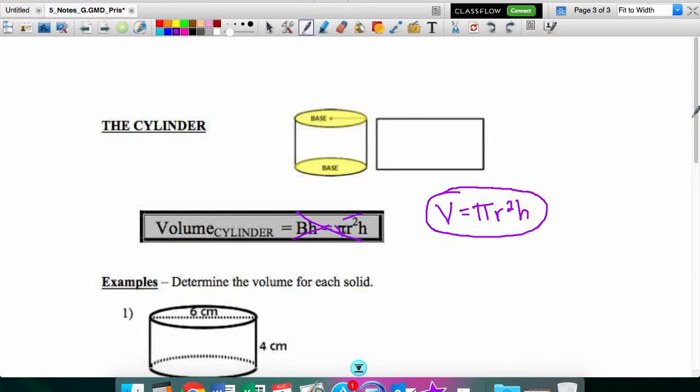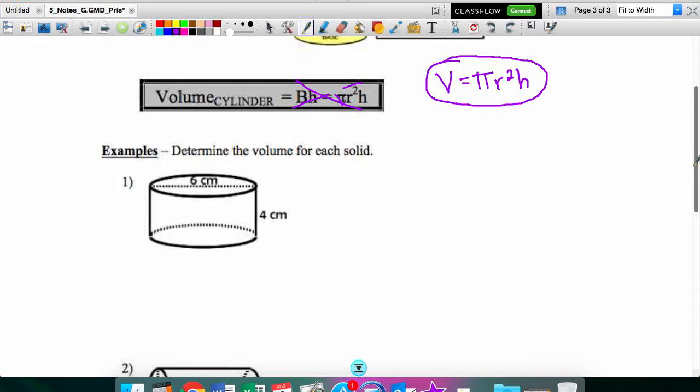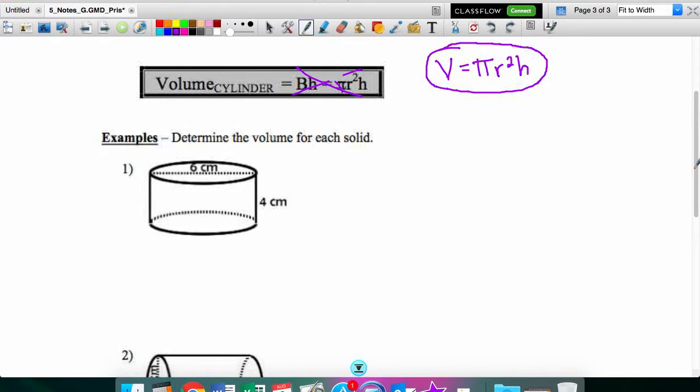All right, so let's move on to our examples. So example number 1, determine the volume for each solid. So I'm just going to go ahead and write down the formula for the volume of a cylinder, pi r squared h. I need the radius of the cylinder, so the radius would be from the center to the edge of the circle, which is actually going to be half of the given diameter, so 3, so our radius is 3. And our height is the length from circle to circle, so it looks like it's going to be 4.